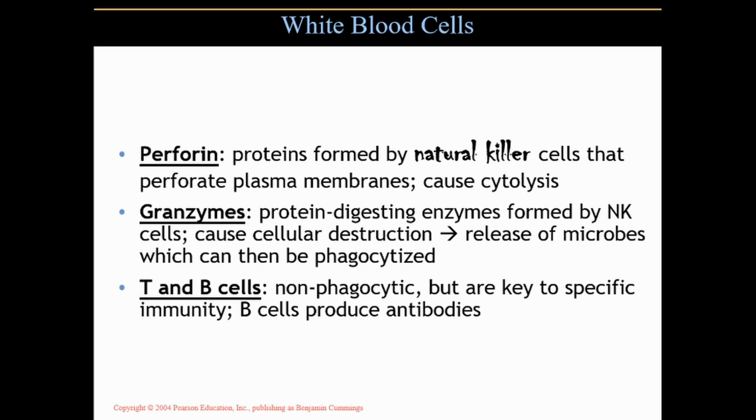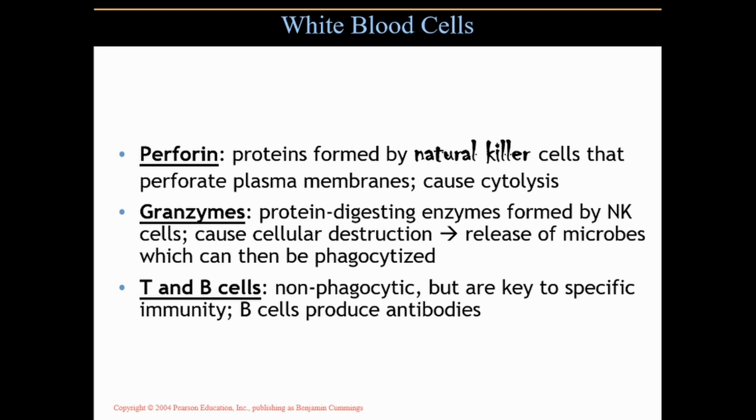So these are cells that are going around and bonding with other cells because of the receptors that they recognize on these foreign cells. They then release these proteins which perforate their plasma membranes, and then the cells will burst, as we call cytolysis. Granzymes are protein digesting enzymes formed by these natural killer cells as well. This causes cellular destruction, which will release microbes, which can then be phagocytized.